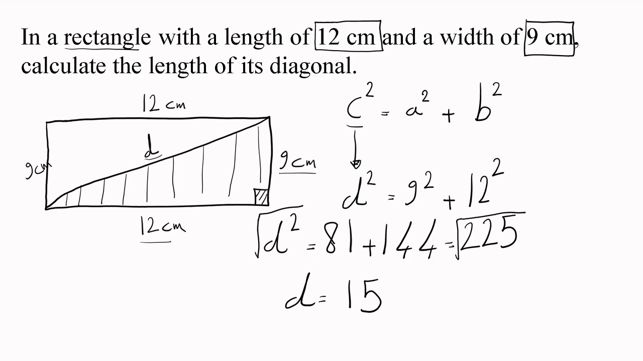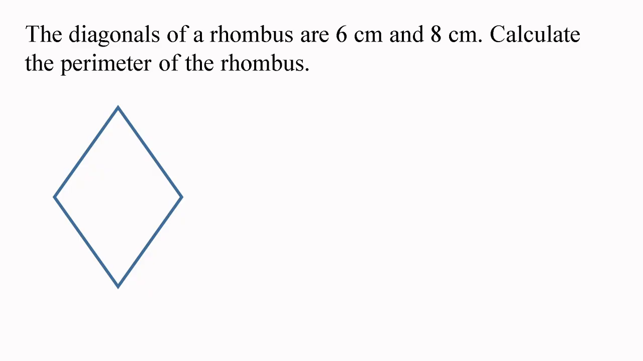And as you definitely know, the negative answer cannot be taken as a length. So only the positive answer is acceptable. So D, or diagonal, in this rectangle is equal to 15, and the unit of that is centimeters. Really easy. Look at the next example.